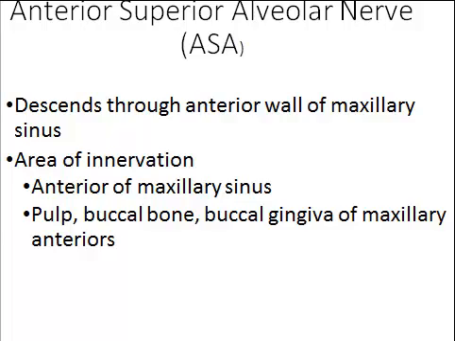So ASA descends to the anterior wall of the maxillary sinus, innervates the anterior of the maxillary sinus, and the pulp, buccal bone, buccal gingiva of maxillary anteriors on one side.